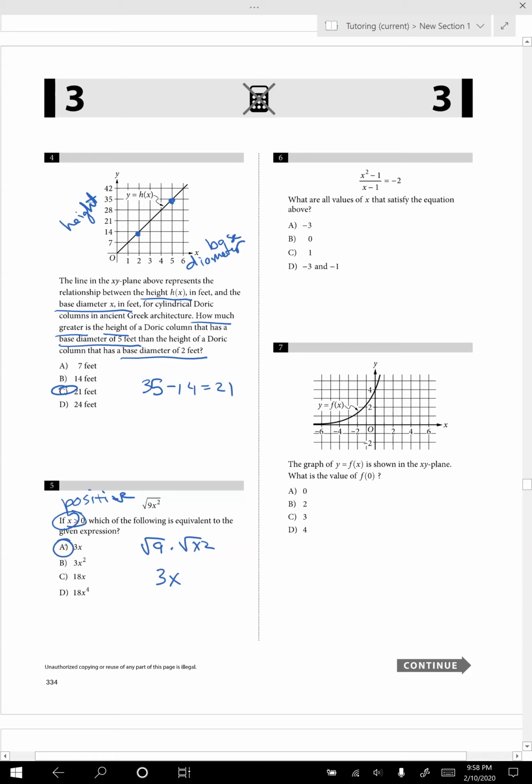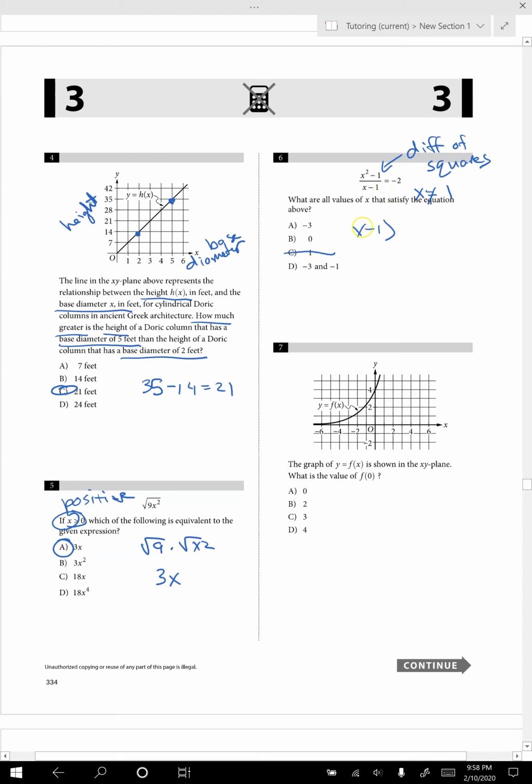Number 6. First thing I see when I look at this is we've got a difference of squares. It's really important to see that on the SAT. It's going to help us solve this. The second thing I see is x minus 1 is in the denominator, which means x cannot be 1, because then we're dividing by 0, and that's undefined. So first we can cross out C. Now let's get to work.